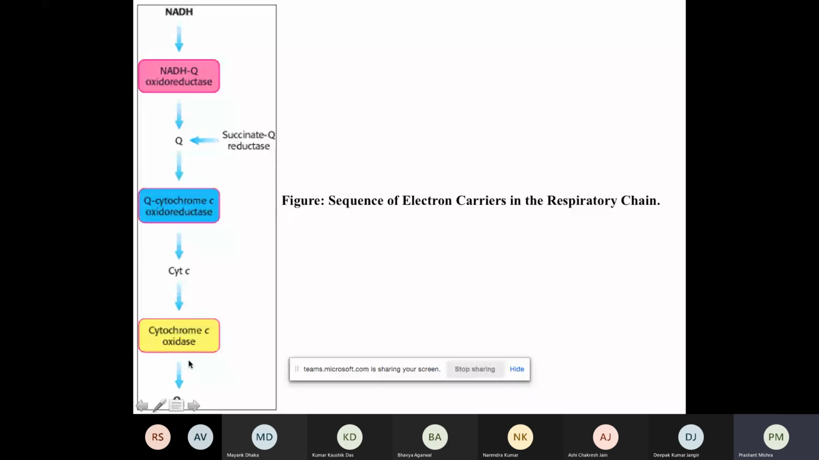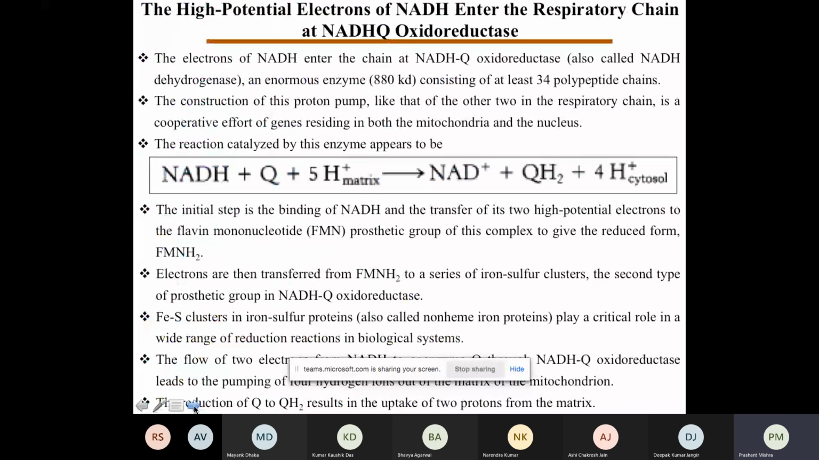In some places, you will see that ATPase has also been given as a fifth complex. So these are the complexes. Complexes don't mean anything other than that if you take mitochondria, solubilize it, and remove the lipids, you will get these protein complexes.